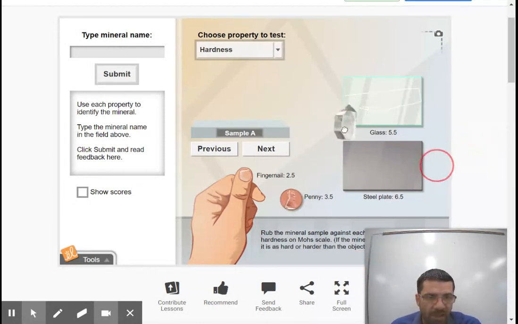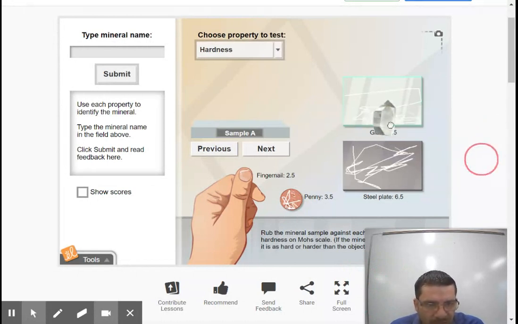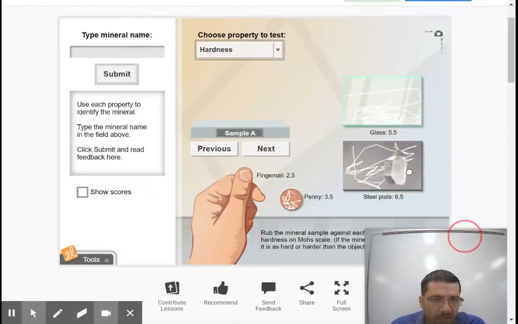Because again, you see I can't scratch the glass. But I did scratch the steel plate. Oh, I did scratch the penny. Sorry. And then I did scratch the glass. It's hard to see. So I know that this mineral is harder than a 6.5. All right, so you'll do that for the various minerals that it tells you to.